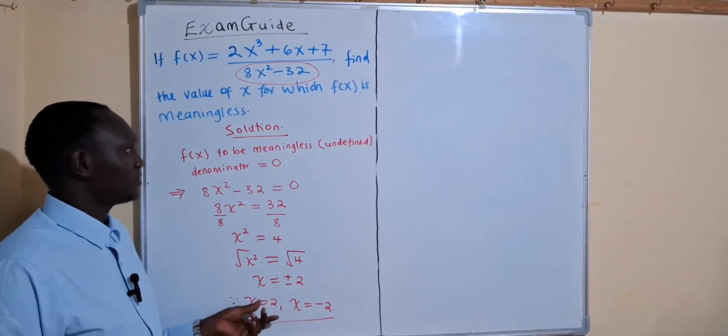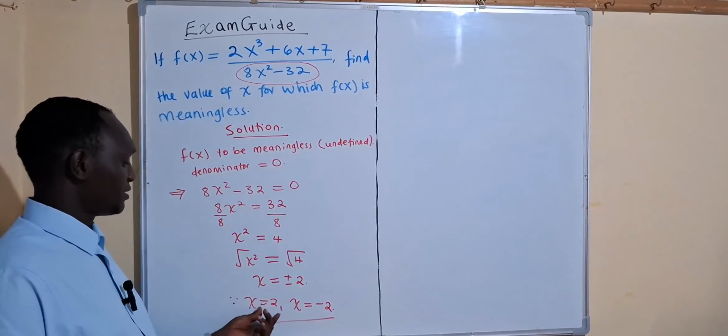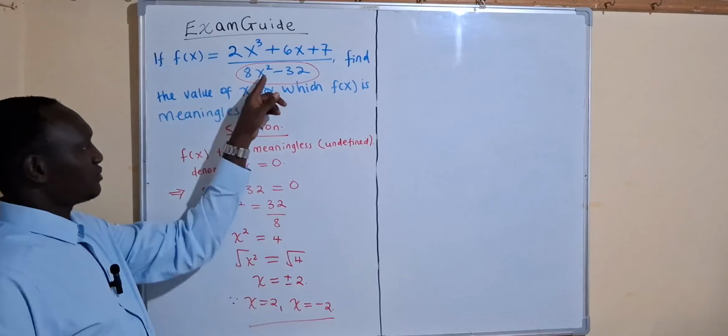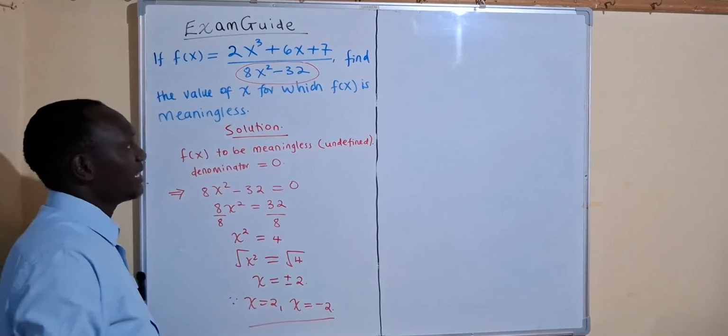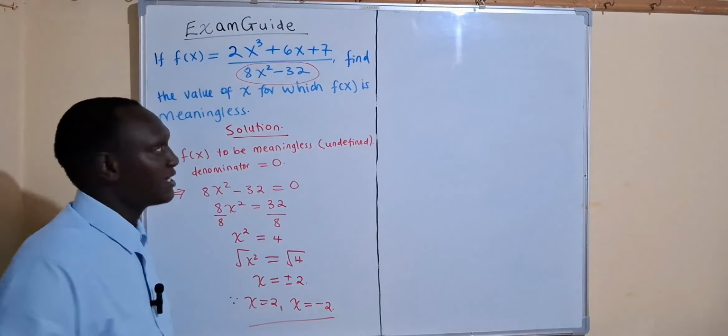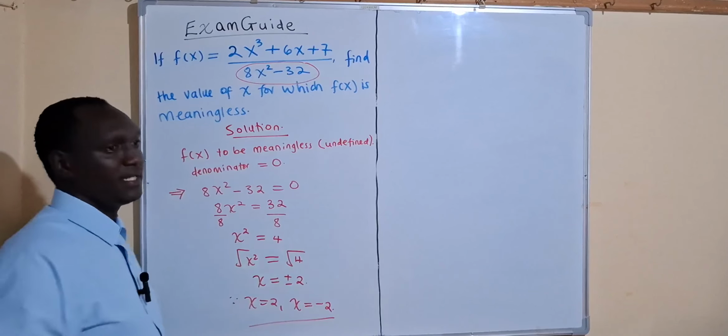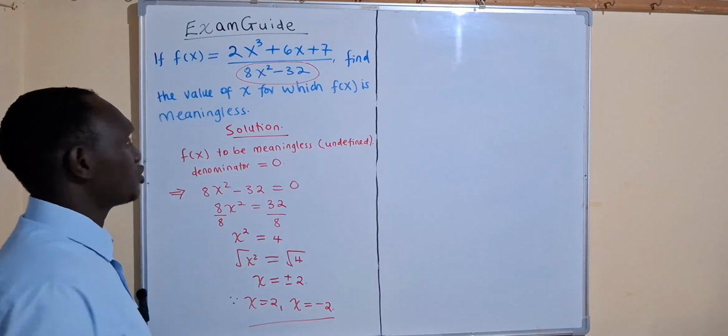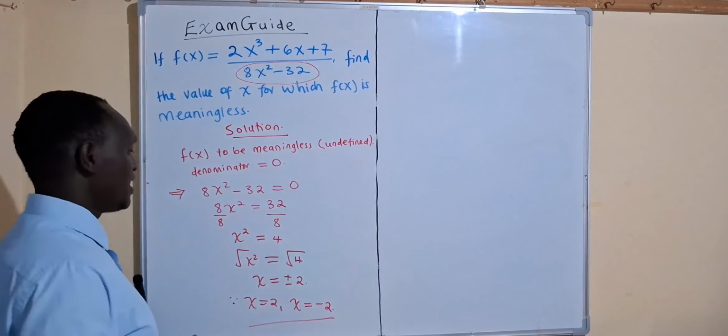How do we test that these values are correct? Let us start by substituting. If we substitute, for example, 2, what is 2 squared? It is 4. 4 times 8 is 32. 32 minus 32 gives us 0. That means we have made the denominator to become 0. That makes the function undefined.